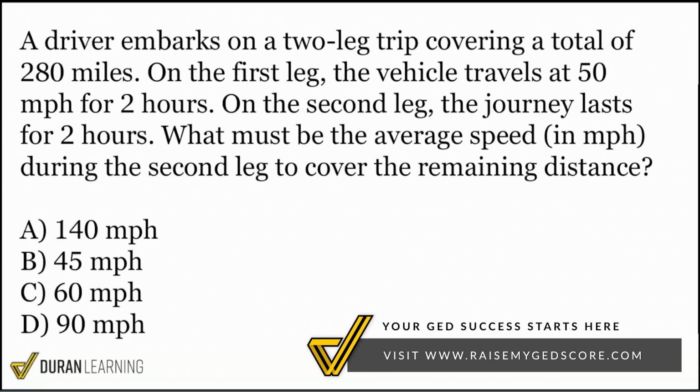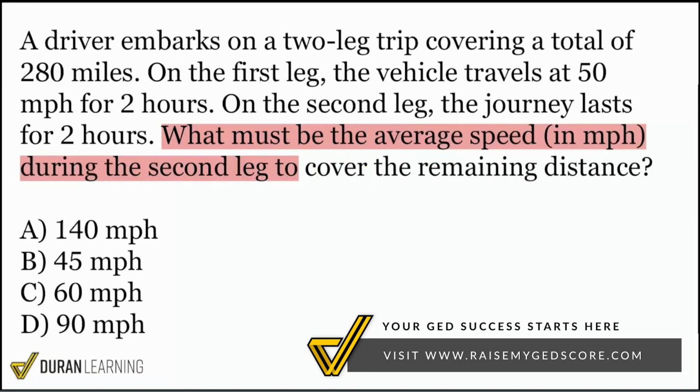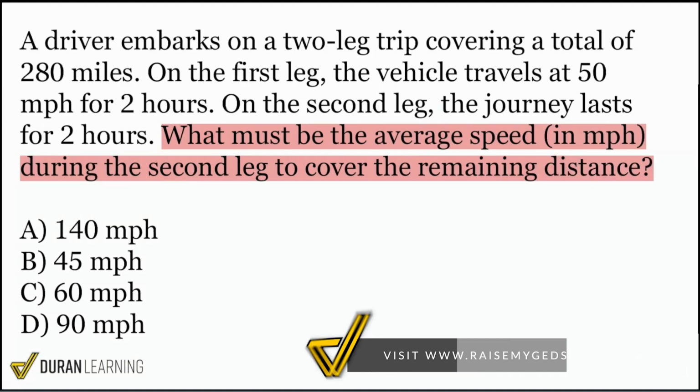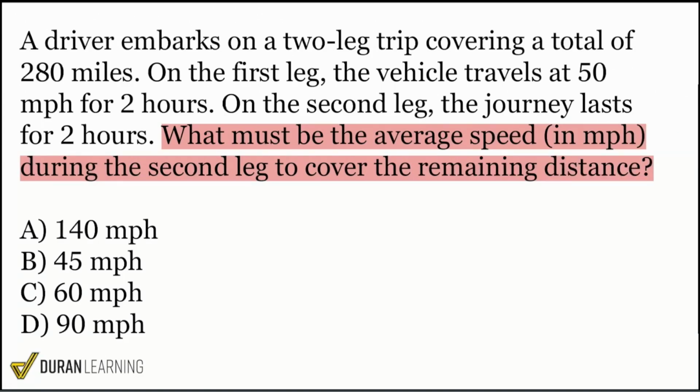So the question reads, what must be the average speed in miles per hour during the second leg to cover the remaining distance? Okay, sounds good. So there can be some confusion here, everybody, because you might be prone to reading remaining distance and think that we're trying to find a distance. However, everybody, are we trying to find distance here? Correct, we are not. We are trying to find the average speed.